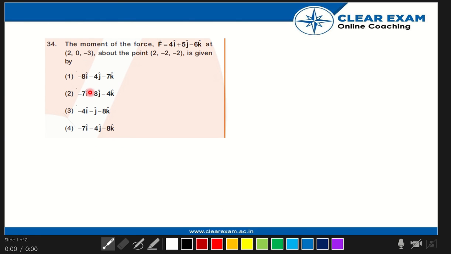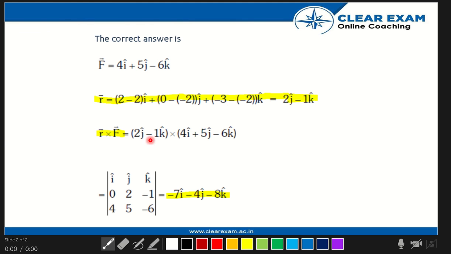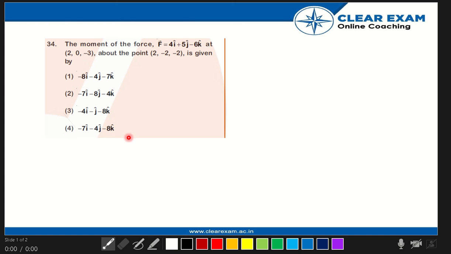And C and B options are no. Wait, D option is correct: -7i cap, -4j cap, -8k cap.